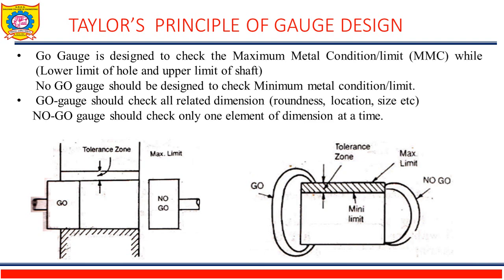In case of the no-go gauge, it is already discussed that the no-go gauge should check only one dimension of the component at a time so that the variation in the size of the component can be found easily. So it refers to the maximum limit of the hole as shown in the figure. When the no-go gauge does not pass through the component, it is easier to find that the size of the component is within the limits. But it cannot be used to check the flatness, squareness, parallelism, and so on.